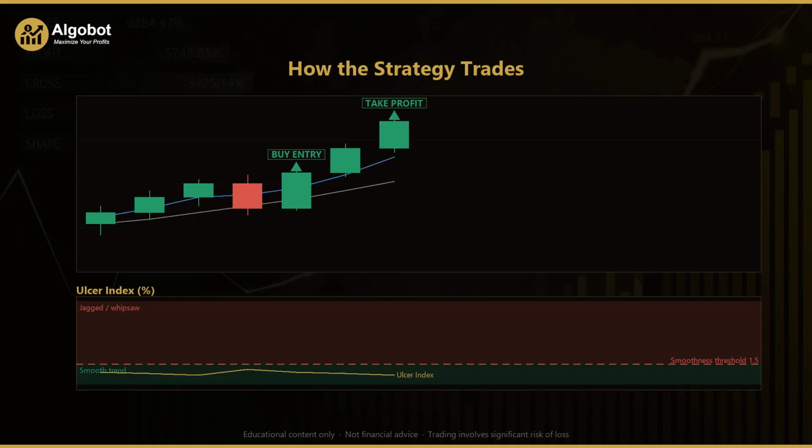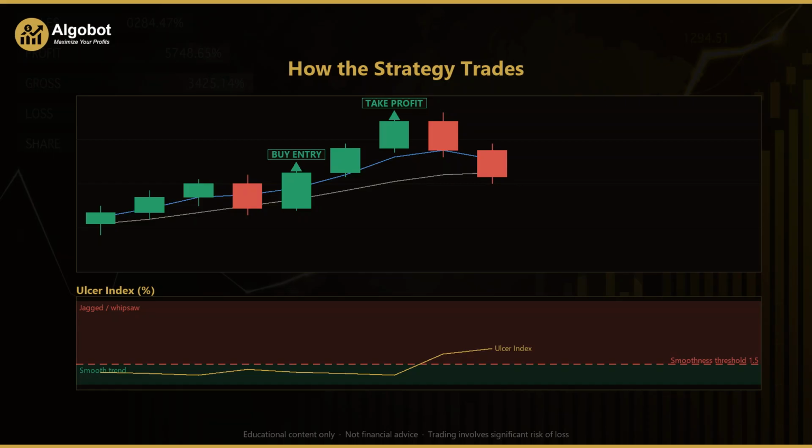Just before it, price eased back and the prior bar dipped down to the blue fast EMA, giving us the pullback the strategy is patient for. Then this bar closes firmly back above that fast EMA. While the trend is up, price is above the baseline average, and the Ulcer Index is still comfortably below the smoothness threshold. Every condition agrees, so the EA signals a long, and you can see the buy entry marker printed right there.